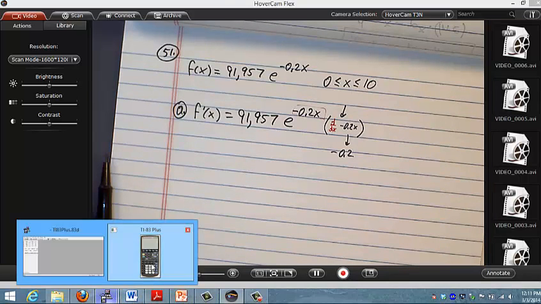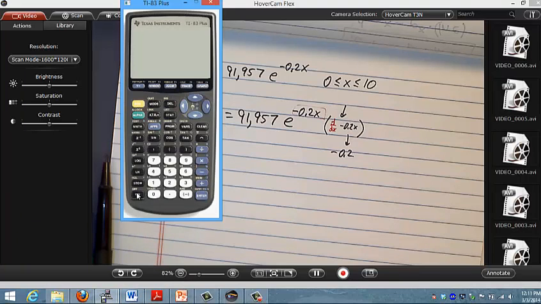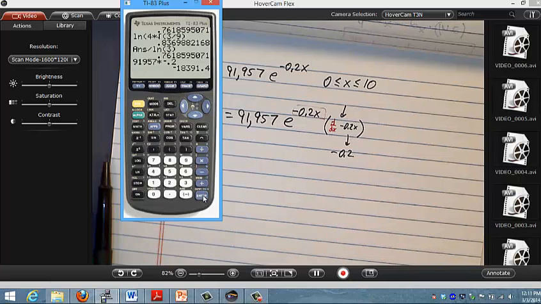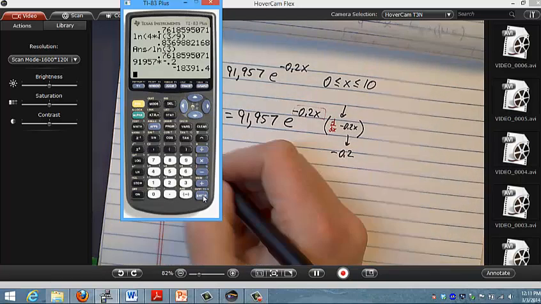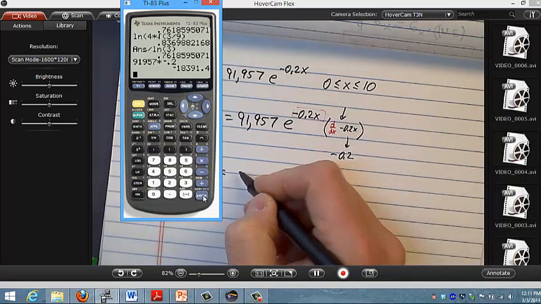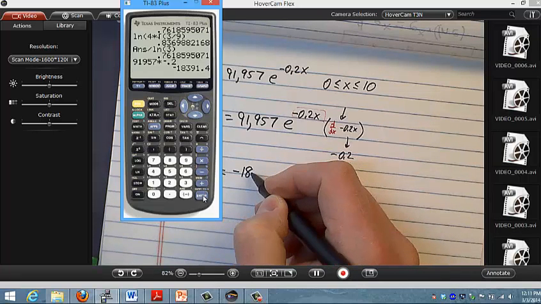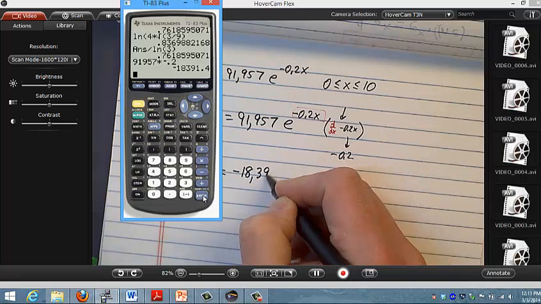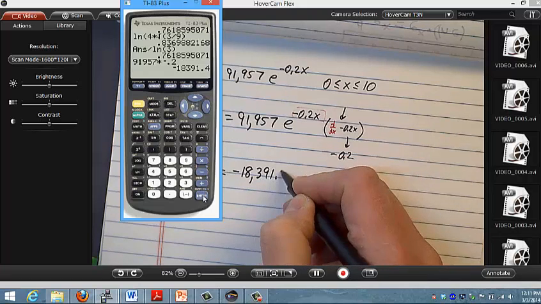I have, let's see, 91,957 times negative 0.2. So it's going to be a negative derivative, right? F prime of x, and what does that mean? The fact that it's a negative derivative, what does that mean? Yeah, something's decreasing, right? What are the units?